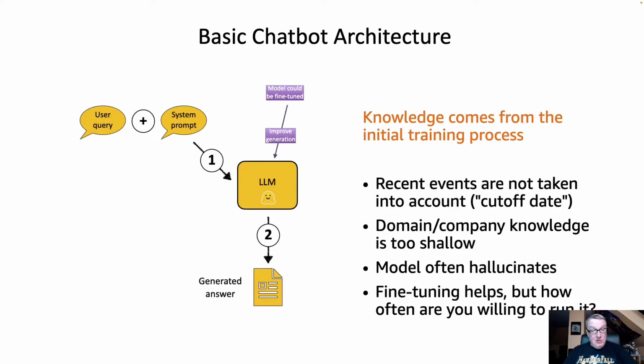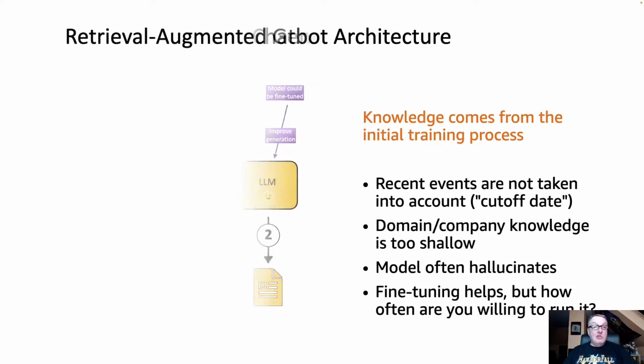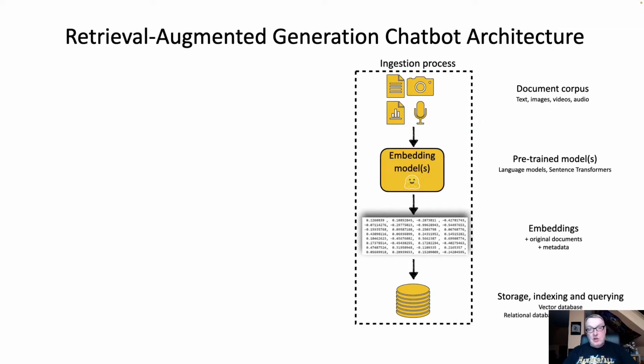Obviously, you could fine-tune the LLM on your internal data to mitigate those problems, but how often are you willing to run it? If you need very fresh answers, if you need to know what happened yesterday, obviously fine-tuning is not a great option because you don't want to fine-tune again and again and again every single day, right? So this is where Retrieval-Augmented Generation steps in, and we really look at two different workflows here.